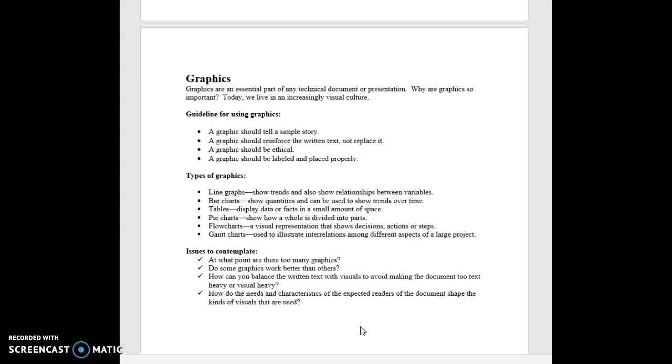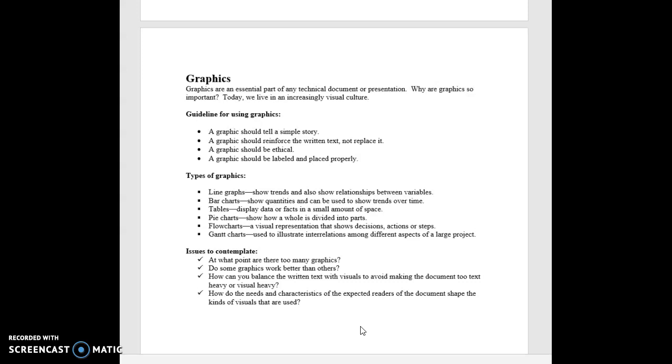Do they tell a story? Should they reinforce the written text? They definitely should. They shouldn't replace the text though. Do they need to be ethical? And think about that issue. If you're writing about something controversial, how ethical do you want to stand? And what kind of reaction do you want to get from your audience? And again, what's your purpose? And then every graphic should be labeled. Don't forget to label it.